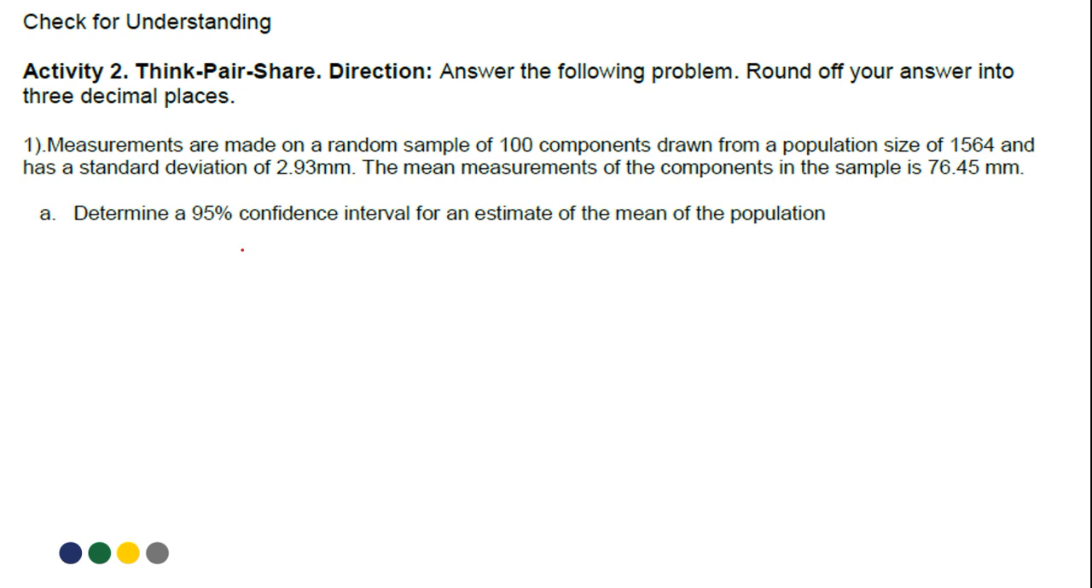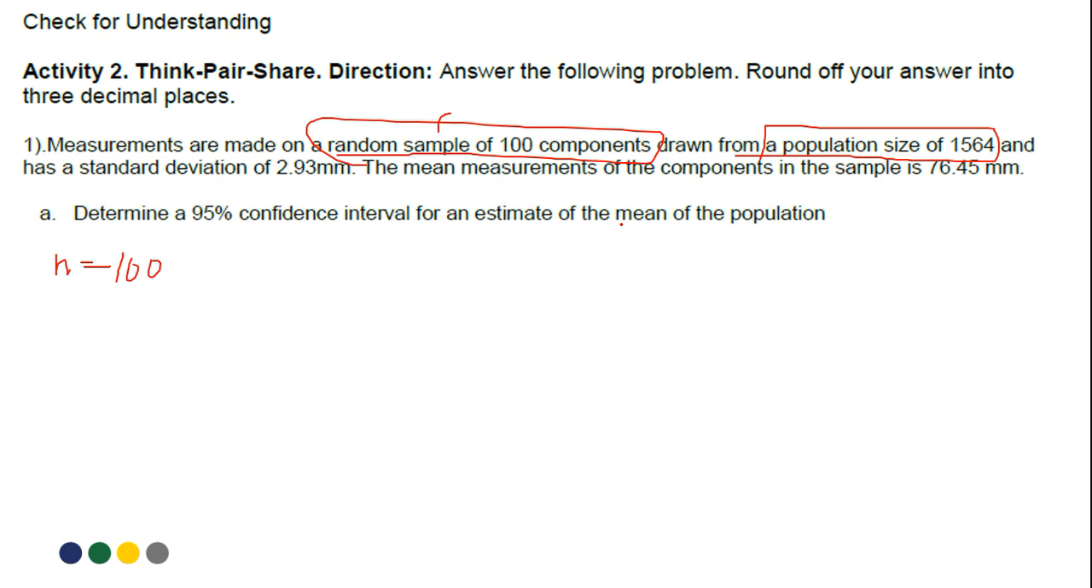Let's solve number one. Here, all you need to do is read the problem. Kailangan magaling kang mag-analyze ng problem para hindi mo mapagbaliktad yung mean, yung SD, yung confidence level, etc. Like this, number one, measurements are made on a random sample. So, meron na siyang binanggit na sample. And that is our n. N is equal to 100. Drawn from a population size of 1564.